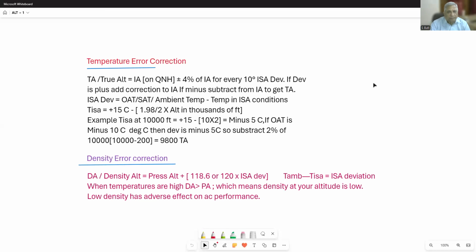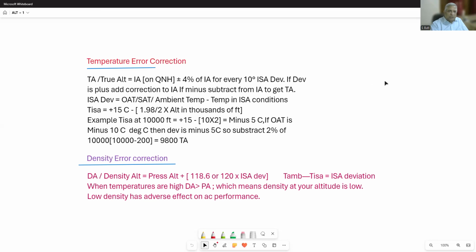Right now, today we are going to continue further from the previous lesson, and SK Booty is back with you for the next lesson, continuation lesson. Today we are going to study the corrections for various errors which occur in an altimeter.